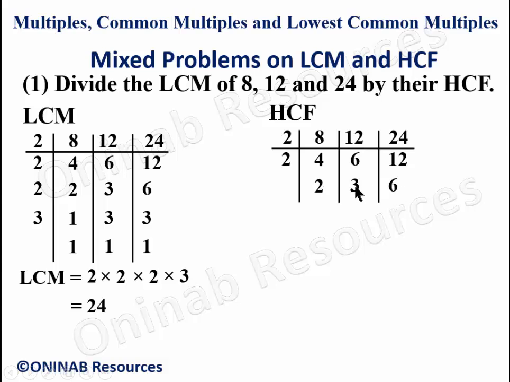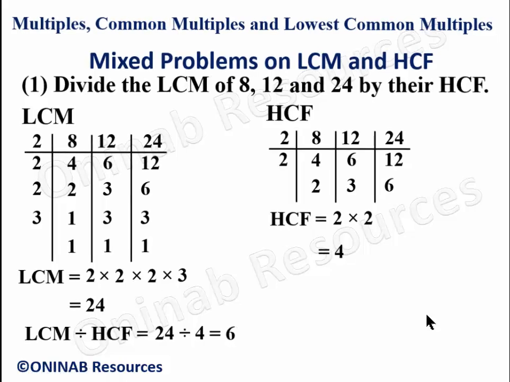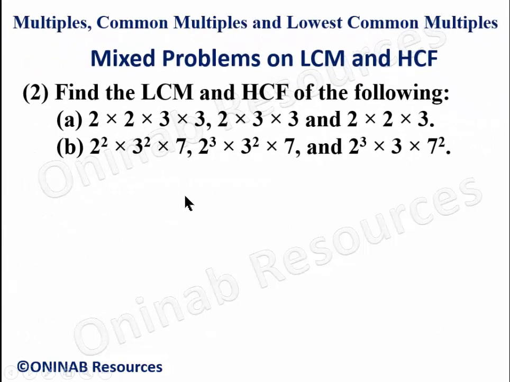2 cannot divide 3, and 3 cannot divide 2. So we are stopping here, so that the HCF will be 2 times 2. And 2 times 2 gives 4, which is the HCF of 8, 12, and 24. And now we are to divide LCM by the HCF. So LCM divided by HCF is going to give us 24 divided by 4, and that gives 6. So we go for the second number under mixed problems on LCM and HCF.